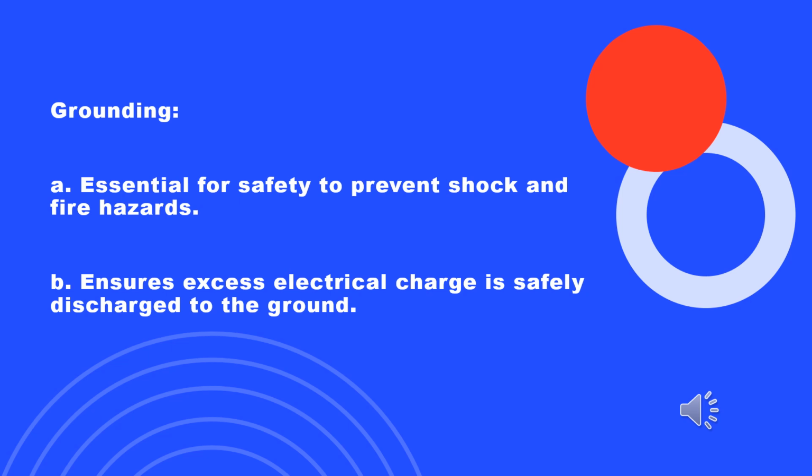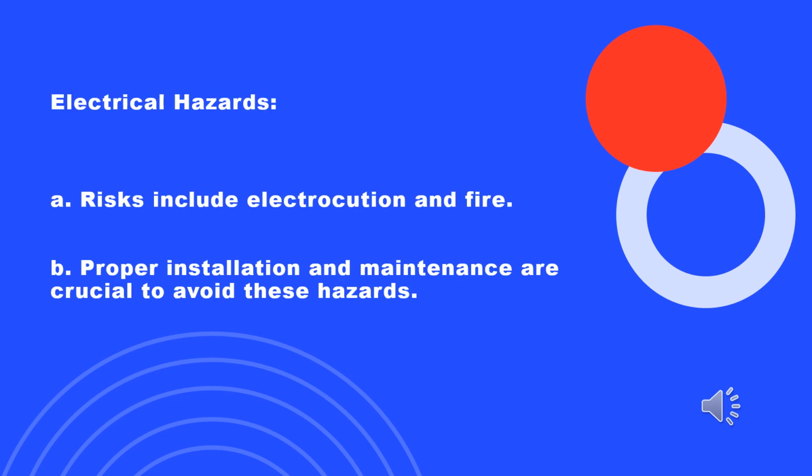Grounding. Grounding is essential for safety to prevent shock and fire hazards. Grounding ensures excess electrical charge is safely discharged to the ground. Electrical hazards. Risks include electrocution and fire. Proper installation and maintenance are crucial to avoid these hazards.